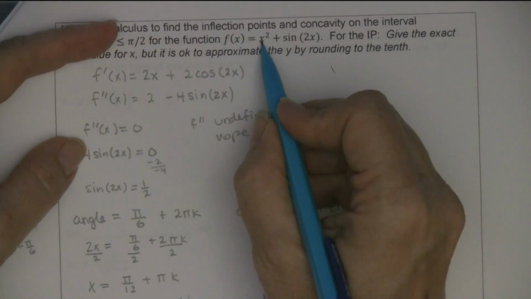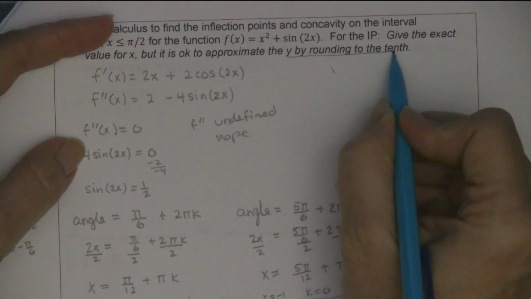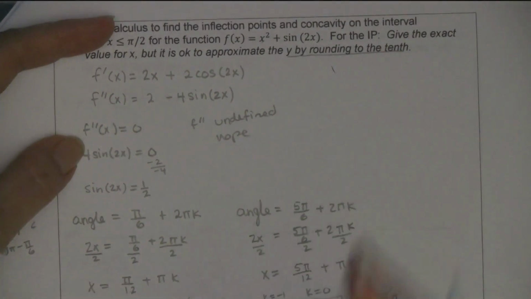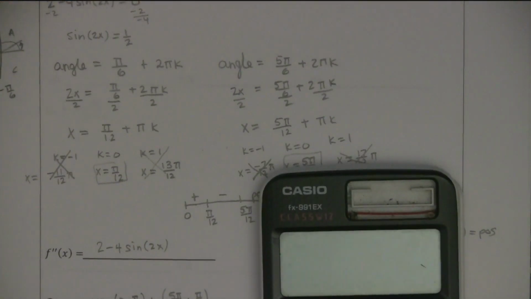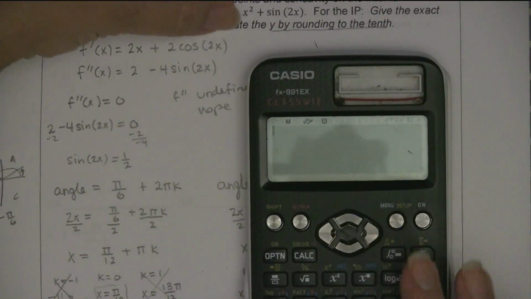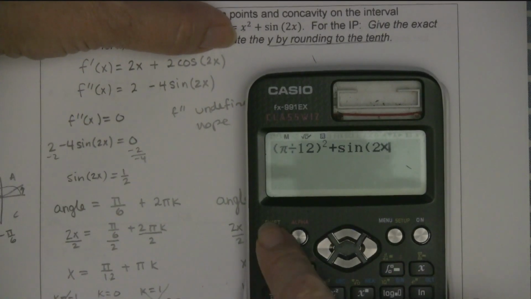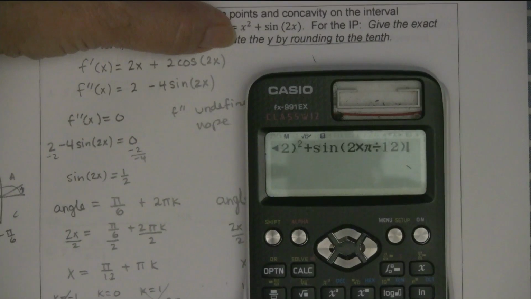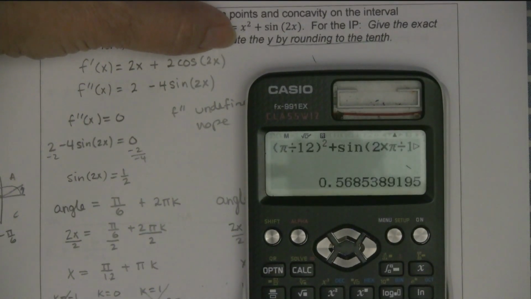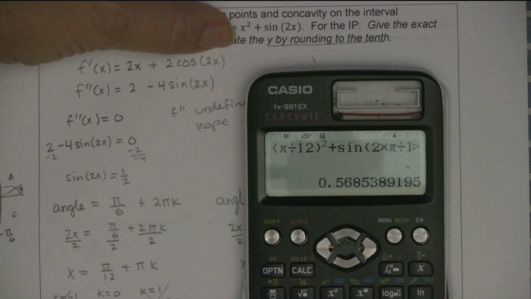And I remember that you're going to be plugging that in to here. But they said that I could go ahead and use the y value rounded to the tenth. So I'm going to be putting in right here, pi over 12, so pi divided by 12 raised to the second, plus sine of 2 times pi divided by 12. I know that you could have come up with what that is, but I just want to put it in. And I'm getting 0.56, and they said rounded to the tenth, so that's 0.6.